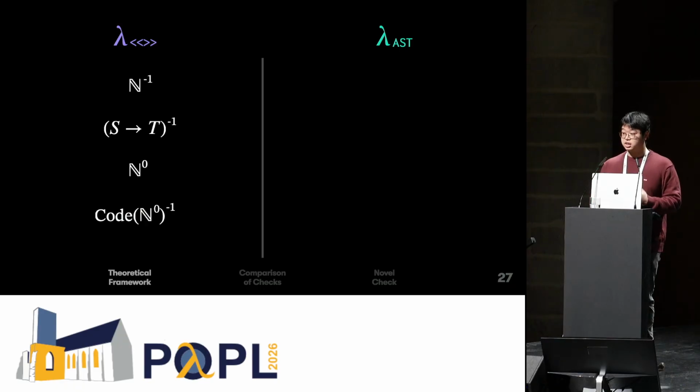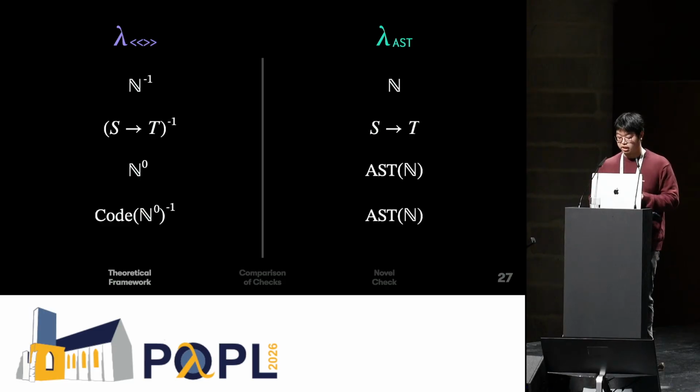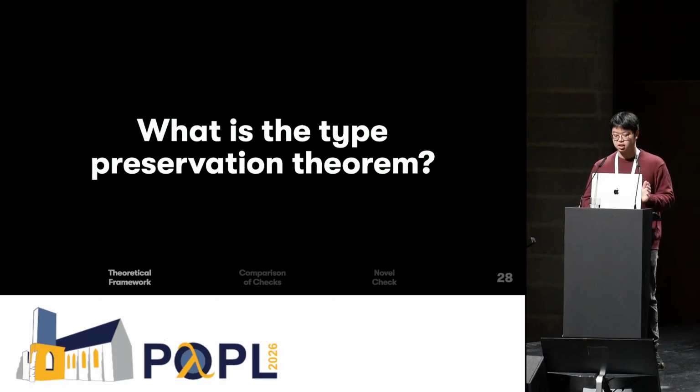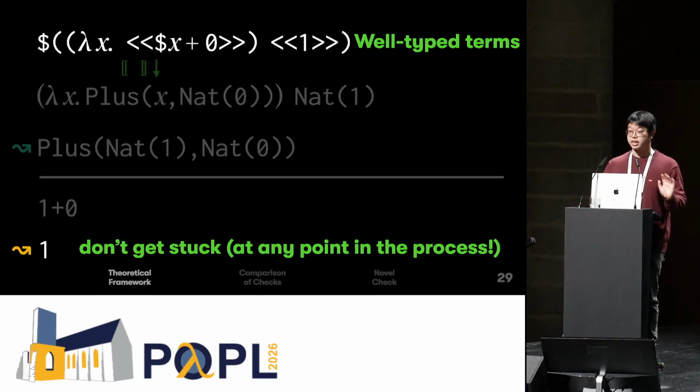Remember that lambda AST is designed to be run at compile time, which means that compile time naturals just become regular naturals. Compile time functions become regular functions, and runtime naturals and the code of runtime naturals become the ASTs of naturals. So now we've got our languages and we've got our type system. We can ask, what's the type preservation theorem? And the type preservation theorem has the same shape it always does, which is that well-typed terms don't get stuck. And importantly, they don't get stuck at any point in the process: elaboration, compile time evaluation, or runtime evaluation.